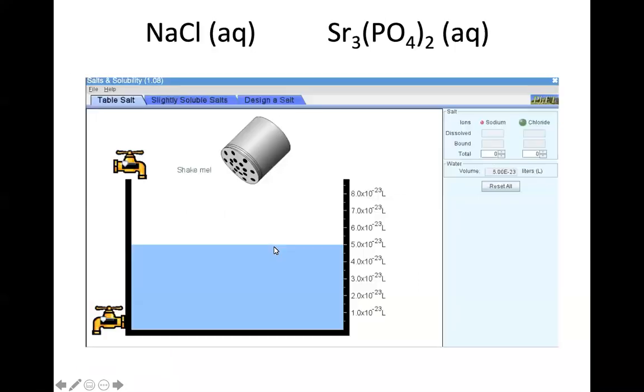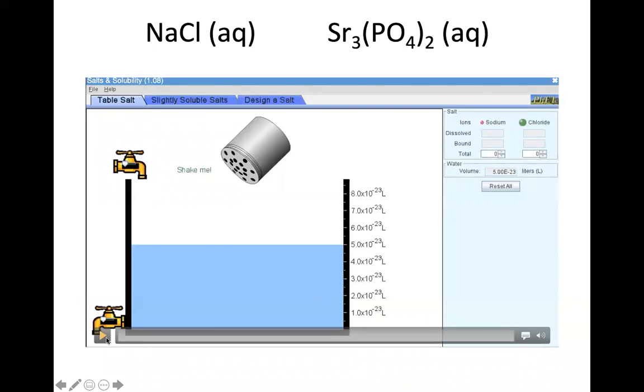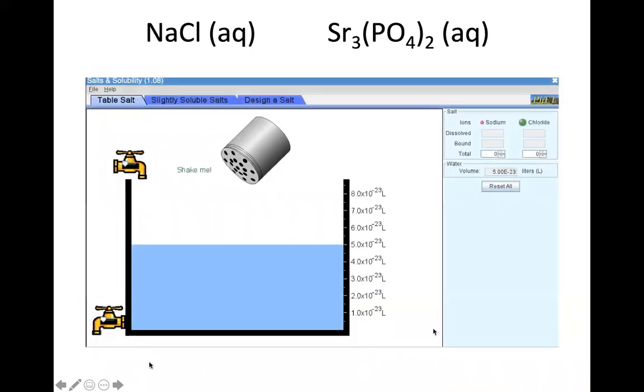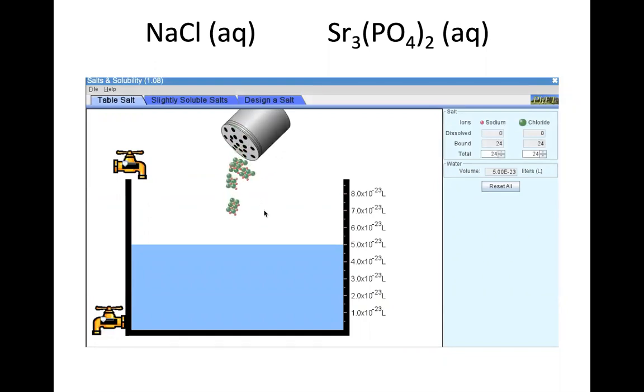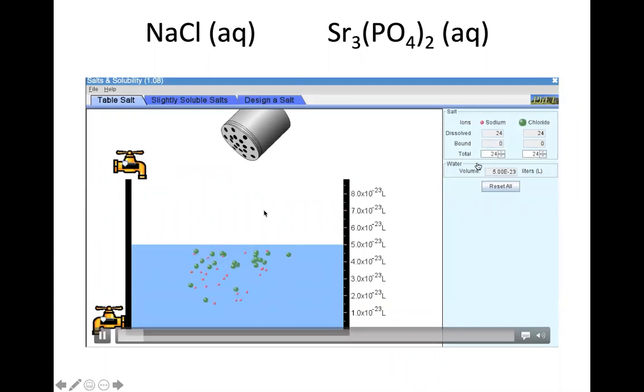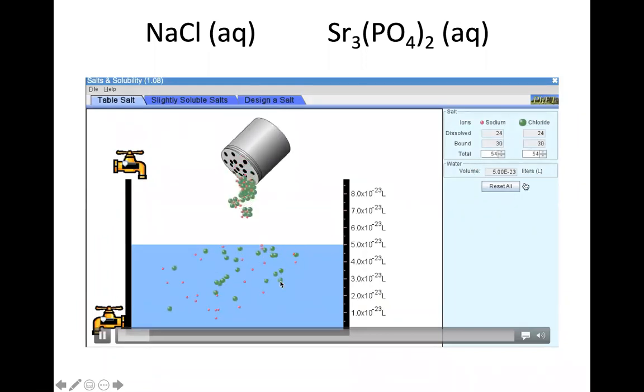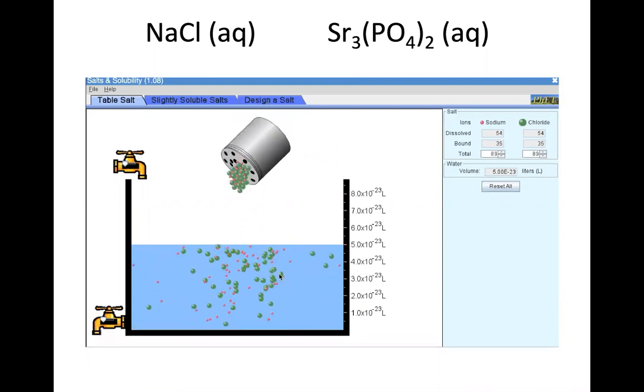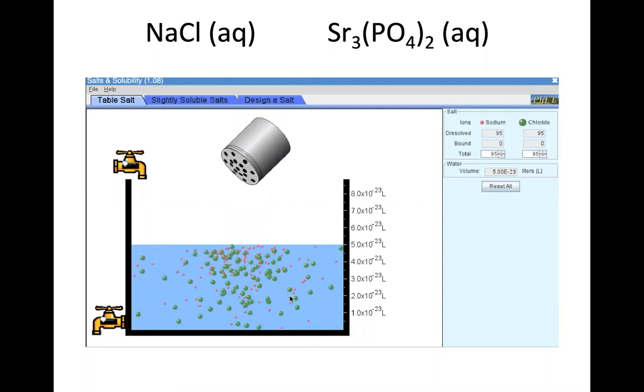Let's look and see what happens when these are added to water. So here's a PhET sim for that. I'm going to start with the sodium chloride. I add the sodium chloride, and we see it dissociates. On the right-hand side here, it tells you the particles that are present. We see that when sodium chloride dissolves, we have an equal number of sodium ions and chloride anions.